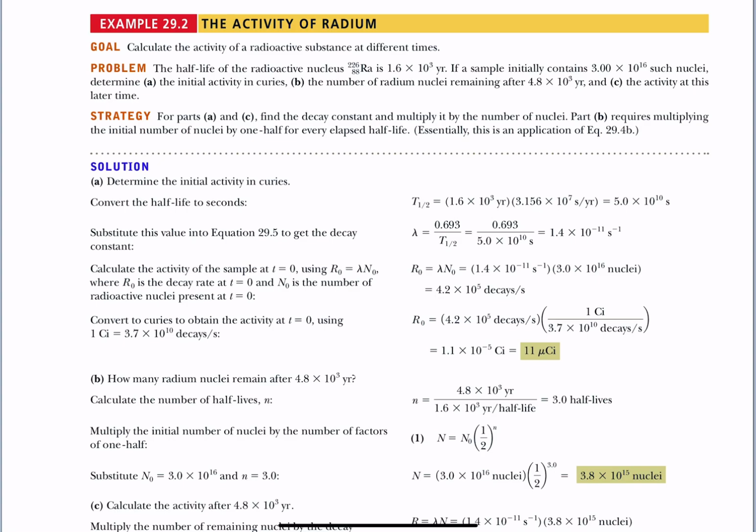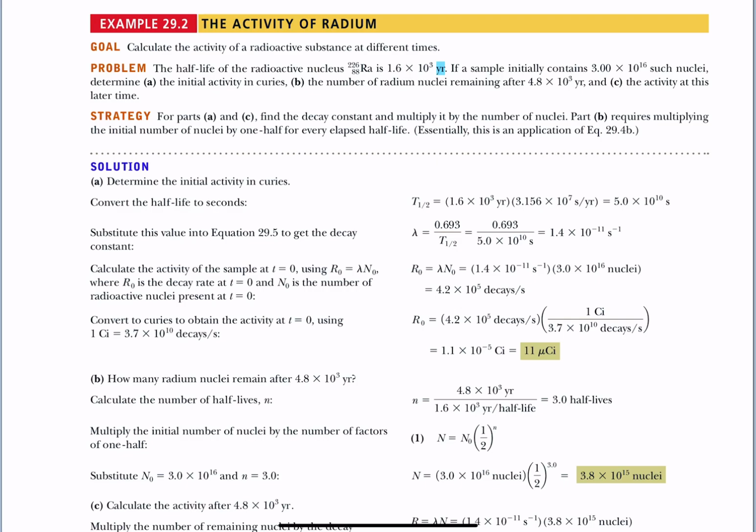You're also given the quantity of your original sample, 3 times 10 to the 16th nuclei. So the first thing you're going to have to do, if you're looking at the solution part, is to be consistent with your units. You'll notice the half-life was in years, and typically we often talk about decay constants and so forth being in seconds. So the first thing we do is convert years into seconds. That's a dimensional analysis problem, and you get 5 times 10 to the 10th seconds. Then you can solve for lambda.